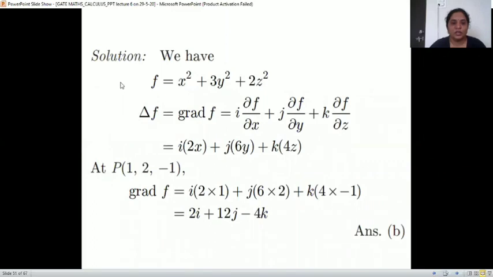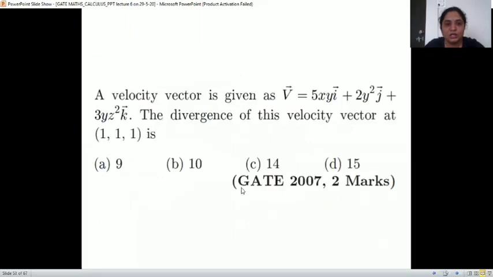Del f, do not call it delta, it is del. Del f is dou f by dou x i bar plus dou f by dou y j bar plus dou f by dou z k bar. So it is 2x i bar plus 6y j bar plus 4z k bar. And it is asked at point (1, 2, minus 1). So put x is 1, y is 2 and z is minus 1. So we get 2i bar plus 12j bar minus 4k bar. This is option B. Good, very good. Next.